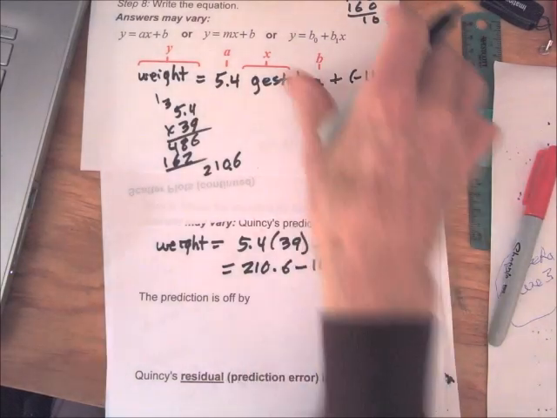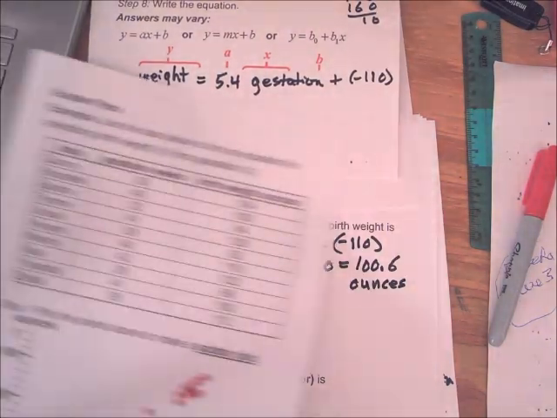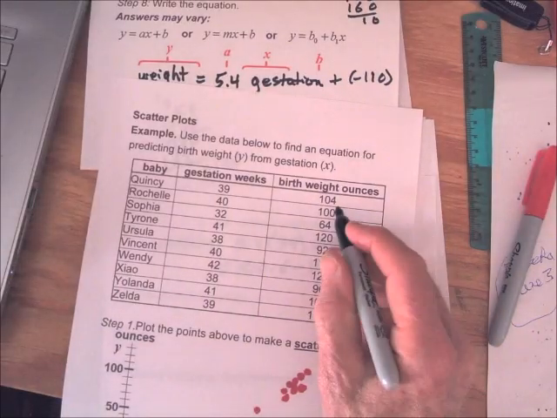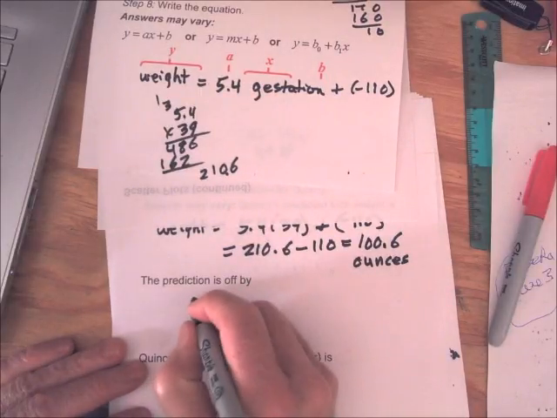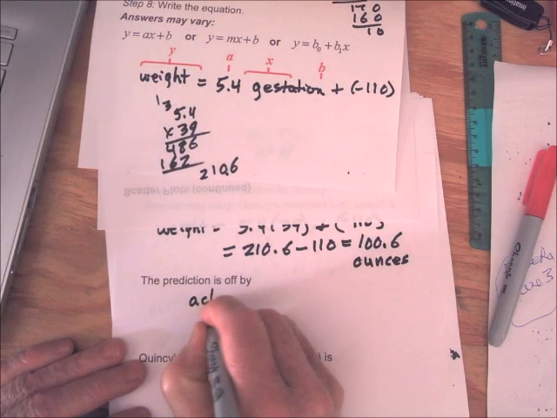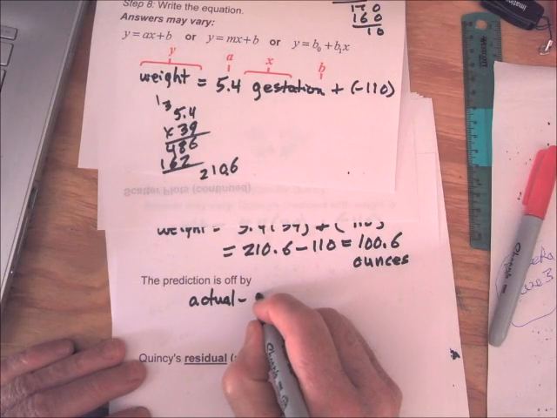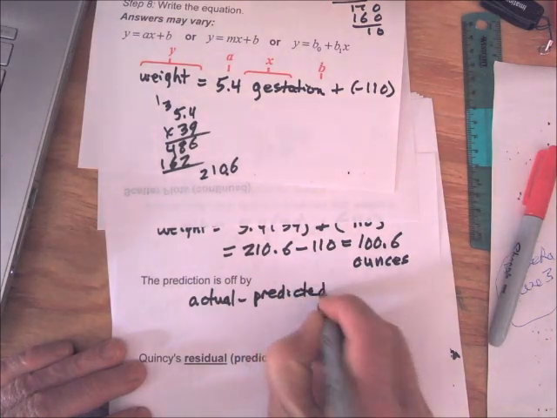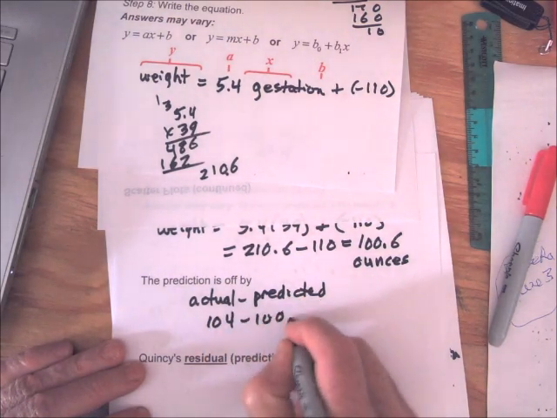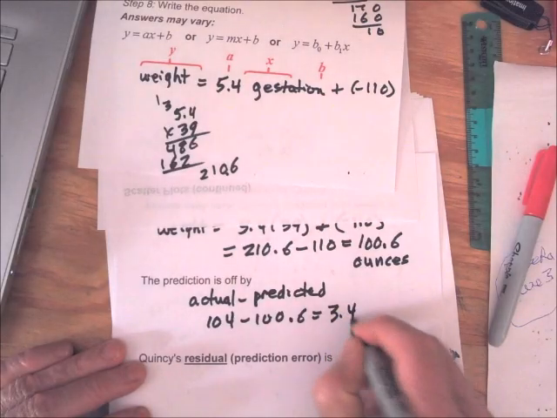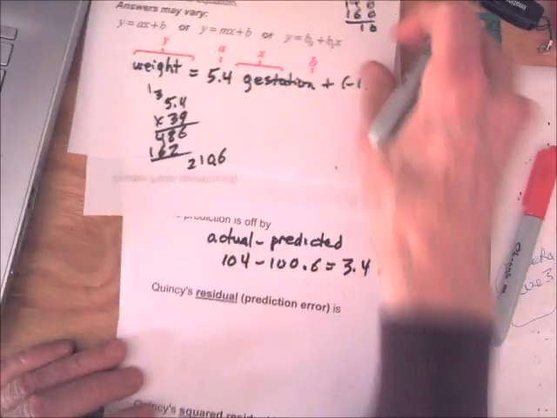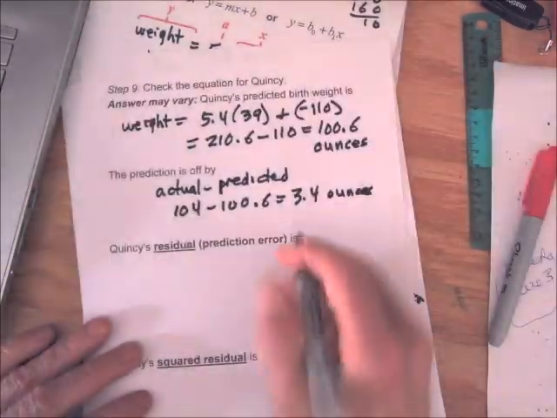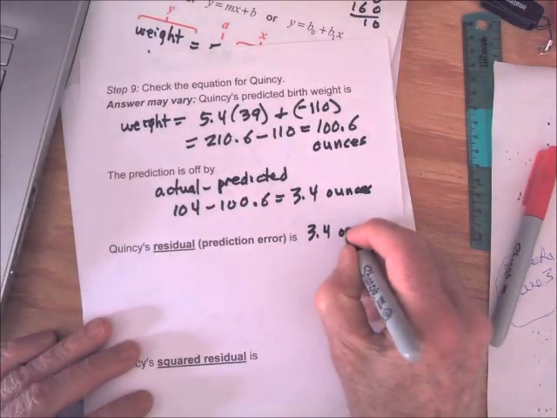And then Quincy's actual weight was 104 ounces. The residual is the actual minus the predicted. It's going to be 104 minus 100.6. It's 3.4 ounces, so it's off by 3.4 ounces. So that's Quincy's residual, or the prediction error, 3.4 ounces.